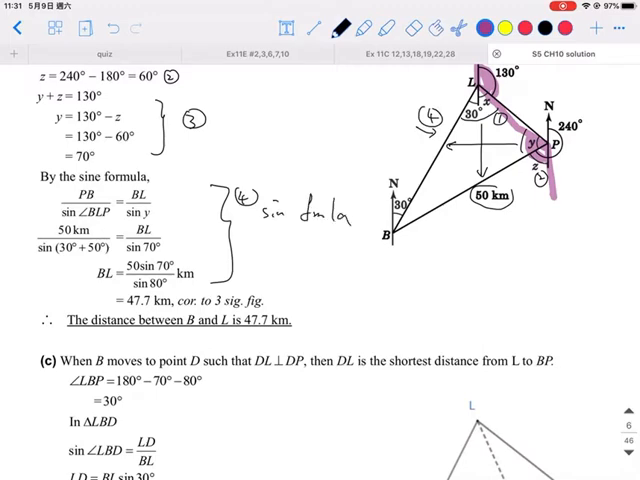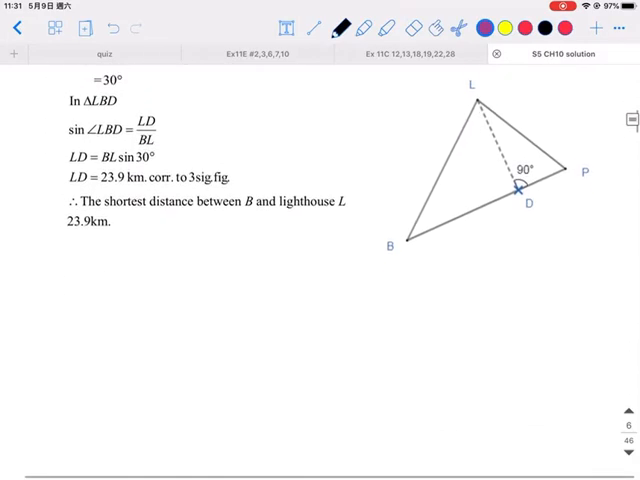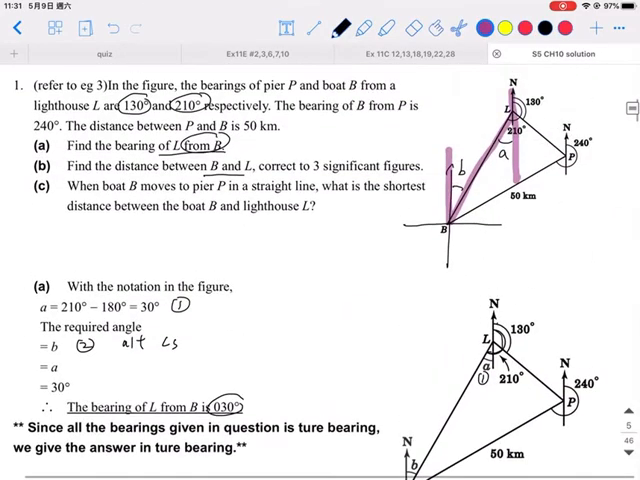For question C, both move from the pier from B to P. So the boat moves from B to the P. What is the shortest distance between the boat B and the lighthouse L? It should be the shortest distance from L to line BP.